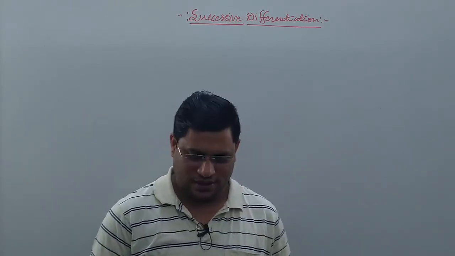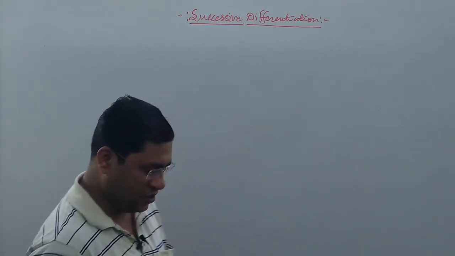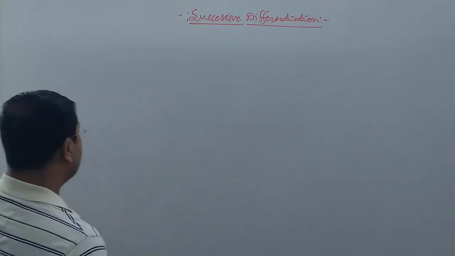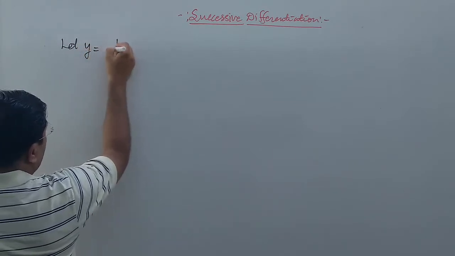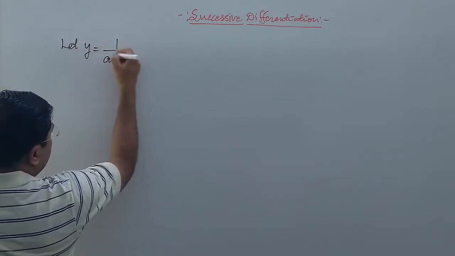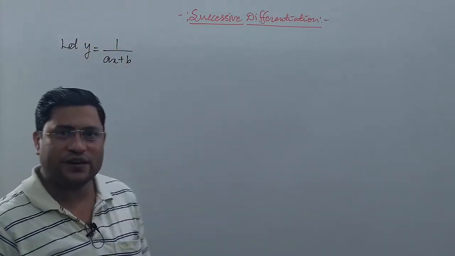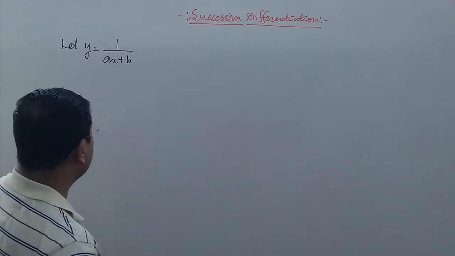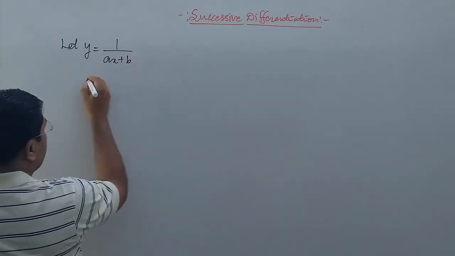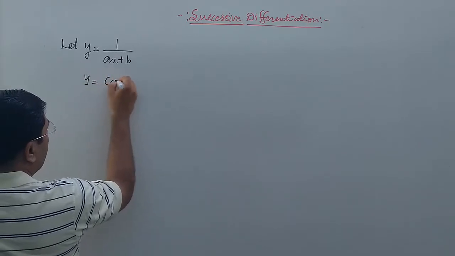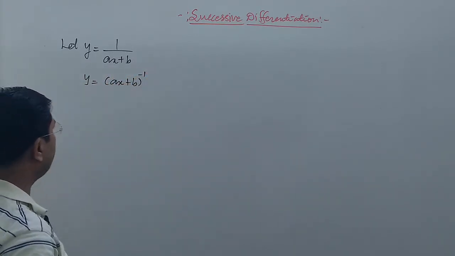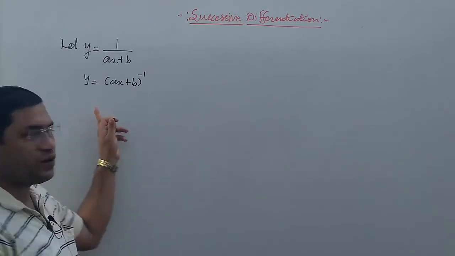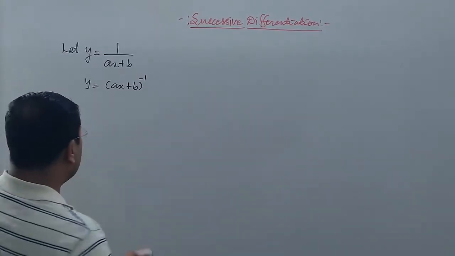Let us consider the example on successive differentiation. We find the nth derivative of the function y is equal to 1 upon ax plus b. We can write this function as y is equal to (ax plus b) raised to minus 1. Now we want to differentiate this function with respect to x.